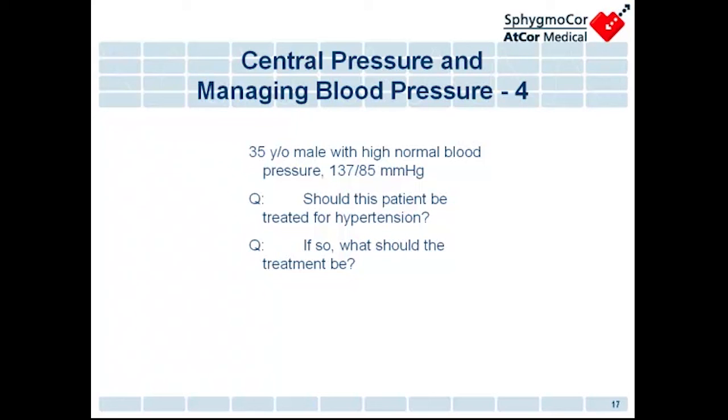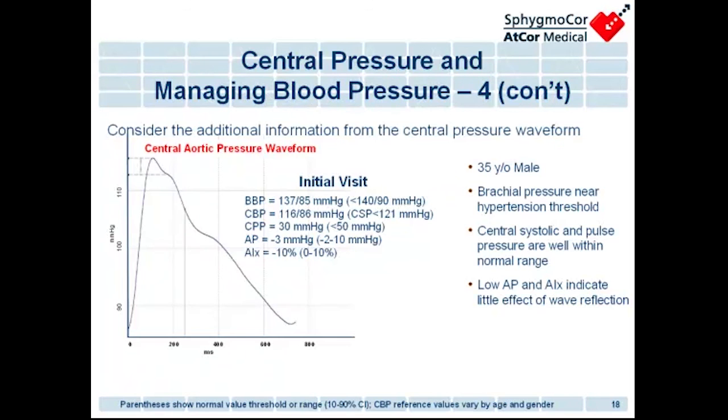So we've got someone with blood pressures that are still within the normal range, but really high normal. We'd call this pre-hypertension. Should this patient be treated, and if so, what should the treatment be? And again, this presupposes no diabetes, no chronic kidney disease, no proteinuria. Well, let's look at the central aortic waveform.